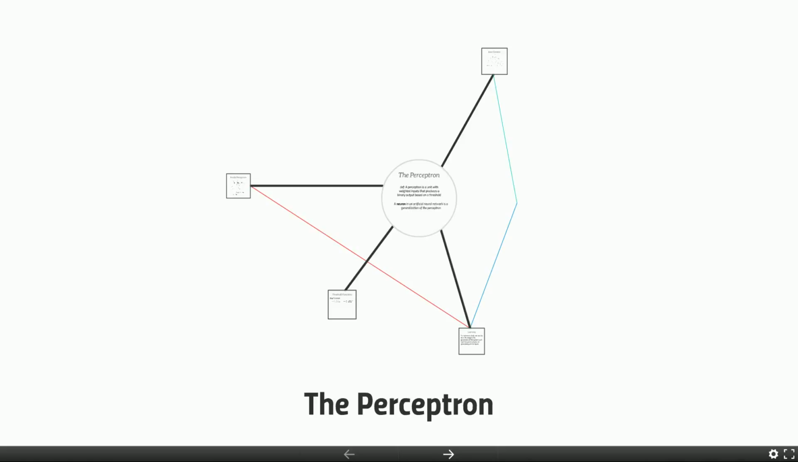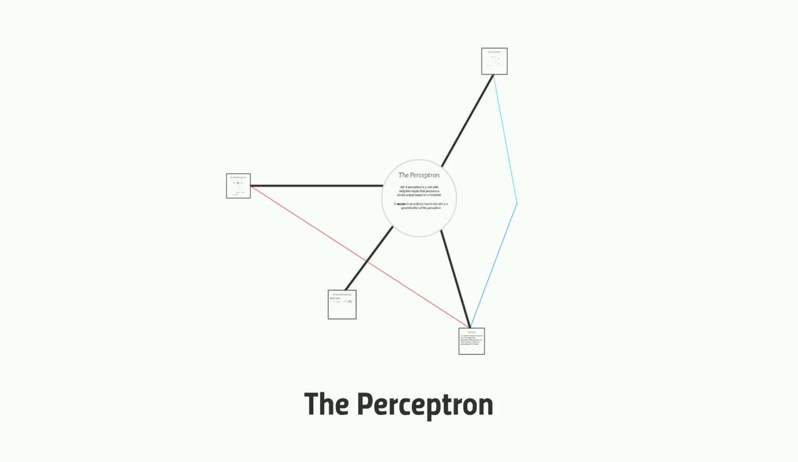Welcome back, everybody, to video 2 of our 4th unit on neural networks. So now that we have a basic understanding of neural networks in general, we're going to dive into more detail on the perceptron, which is the basic processing unit.